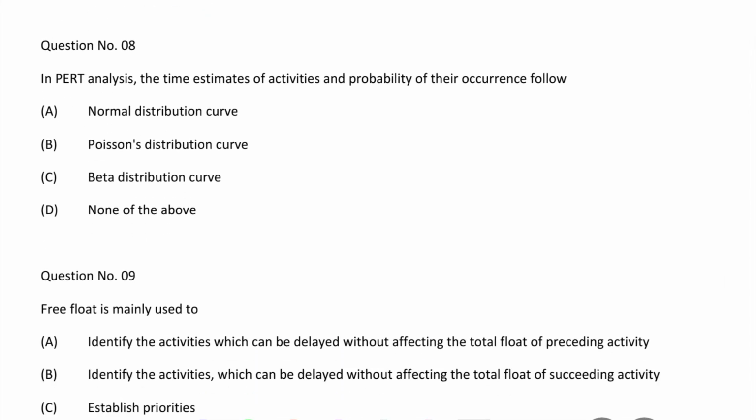So next question, in PERT analysis, the time estimates of activities and probabilities of their occurrence follow: option A, normal distribution curve; option B, Poisson distribution curve; option C, beta distribution curve; option D, none of the above. So the correct answer is option C, beta distribution curve.